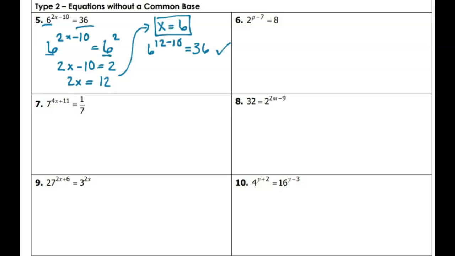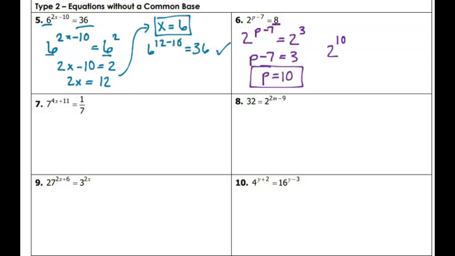It checks out. Again, in the next example, you might see that 8 and 2 do not match, but 8 is actually a power of 2. So you could rewrite this as 2 to the 3rd power. So we've got 2 to the p minus 7. So really the two exponents, p minus 7 and 3, you can just set equal to each other. And so then clearly p is going to have to be equal to 10 in order for a number minus 7 to equal 3.